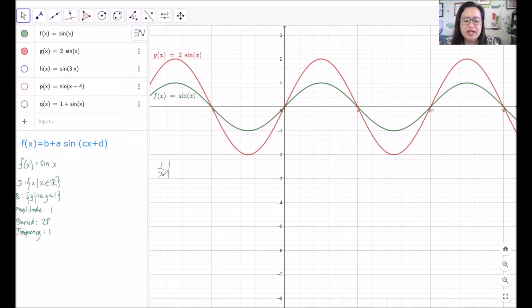Okay, let's get 1/2 of the absolute value of the highest value minus the lowest value, which is negative 2. Then we simplify. We have 1/2 times 2 plus 2. Then we will have 1/2 times 4. Simplifying that, we will have 2. Therefore, the amplitude is positive 2, or simply 2. The period is the same, which is 2 pi. If you take a look, we can still have one complete cycle in the interval 0 to 2 pi.